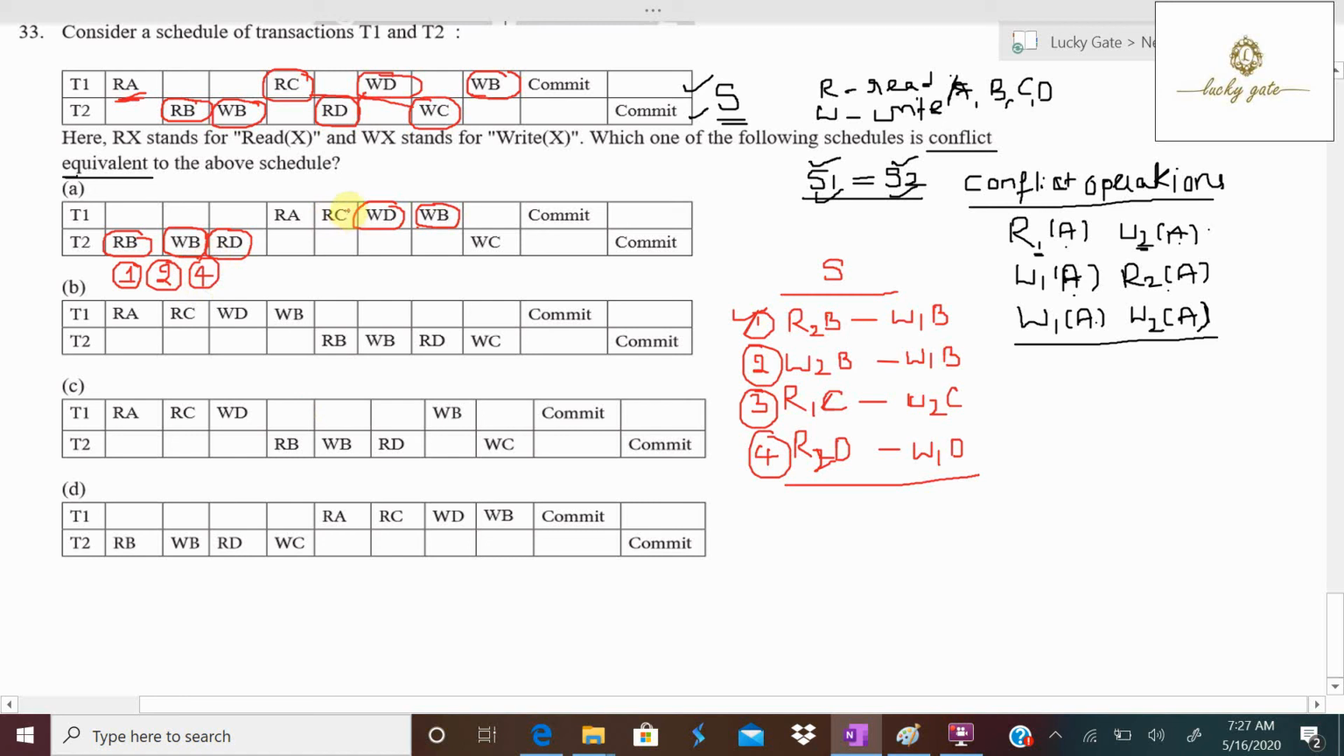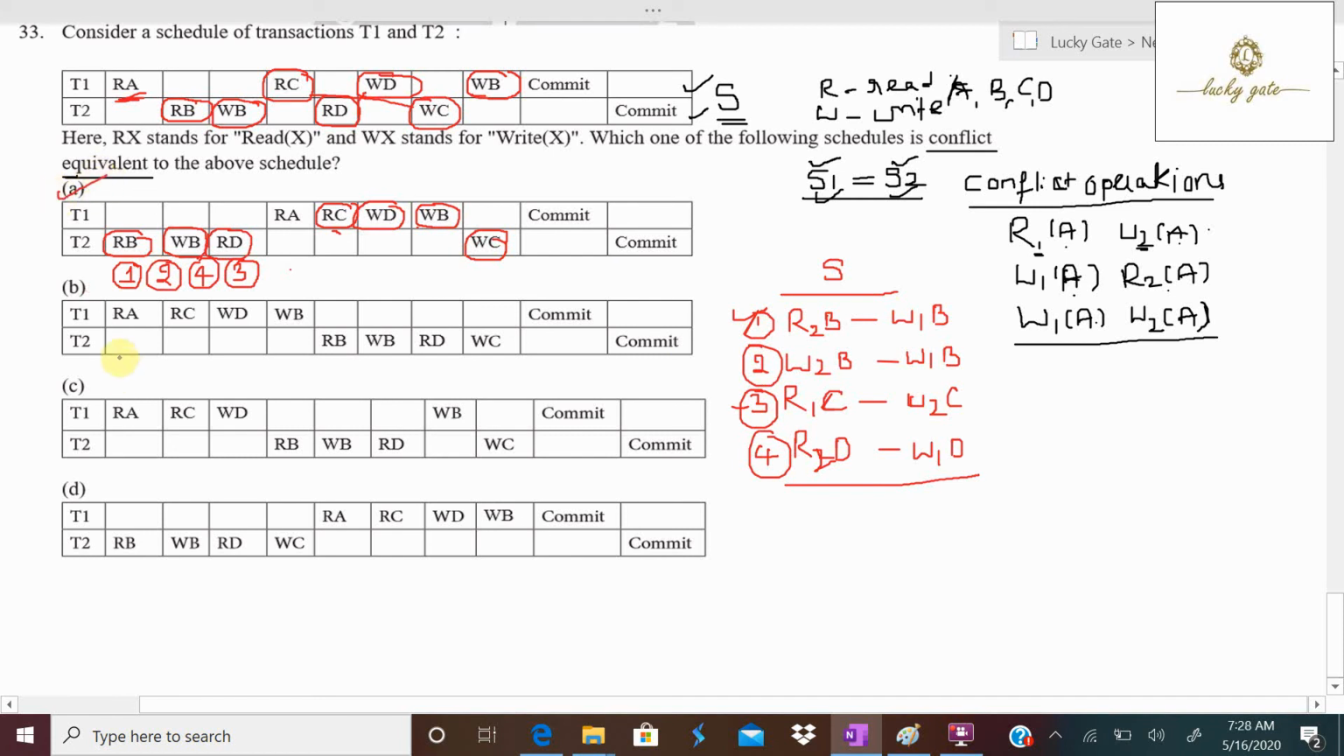You also check read 1C conflicts with write 2C. That is the third conflict, and it is also there in option A. Any more conflicts? No more conflicts. It means all the conflicts of the given schedule are there in option A. So the answer for this question is option A.